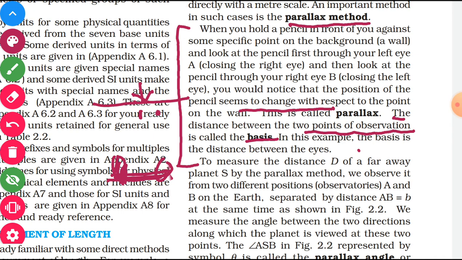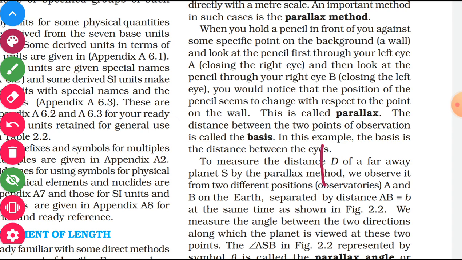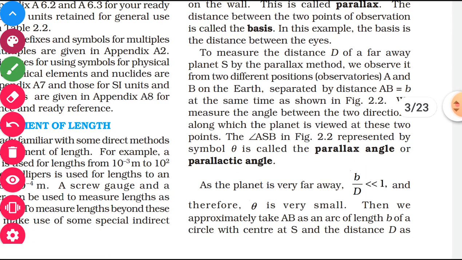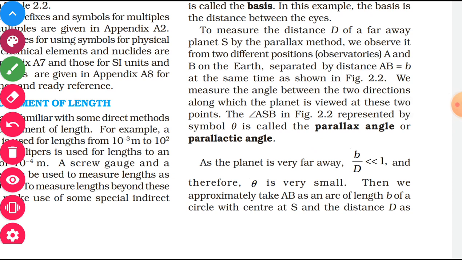Okay, now how do you use this in practice to measure the large distance that is discussed here? Say you want to measure the distance d of a far away planet S by the parallax method. Now what is to be done for this? Now we observe it from two different positions.